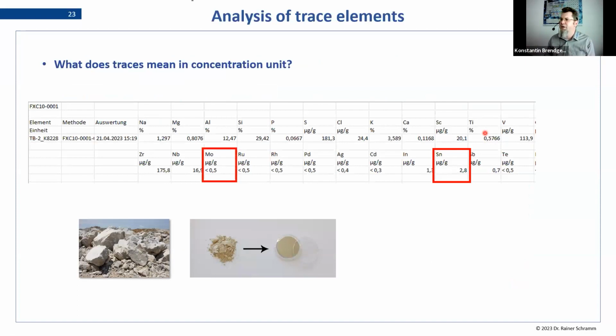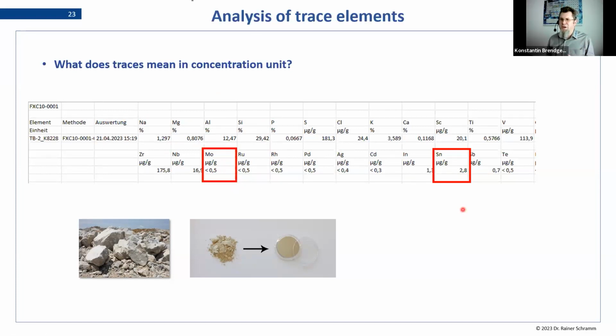To give you an idea, this is from one of our control samples that we run regularly, and you can see the main components up here, sodium, magnesium, and so on. They're in the percentage concentration range. But when it comes to the trace analytes in the pressed pellet, we can find pretty low concentrations. In this case, I picked molybdenum as an example, which is below a threshold, so we didn't find half a ppm here. But when it comes to zinc, we can actually report 2.8.